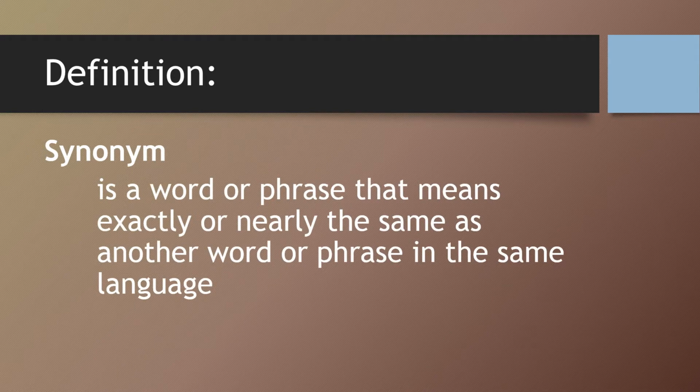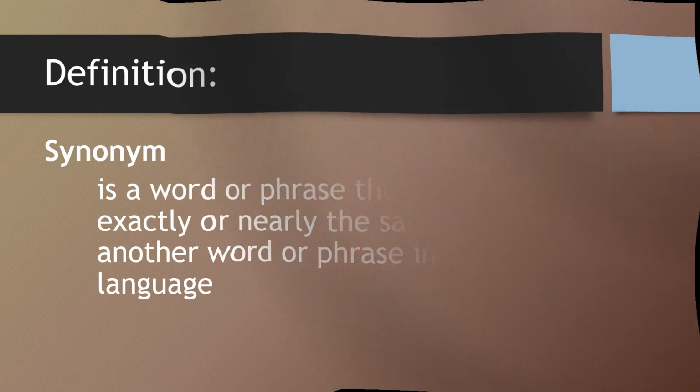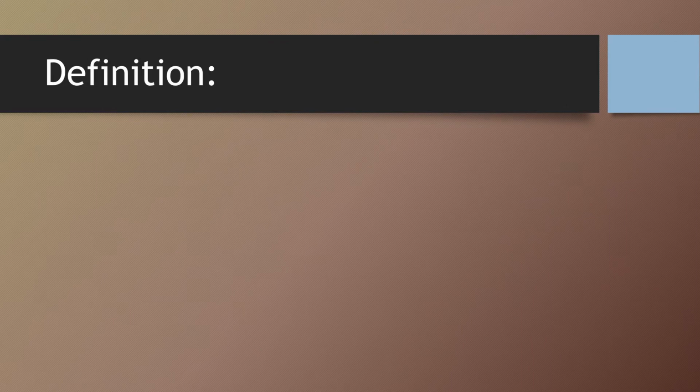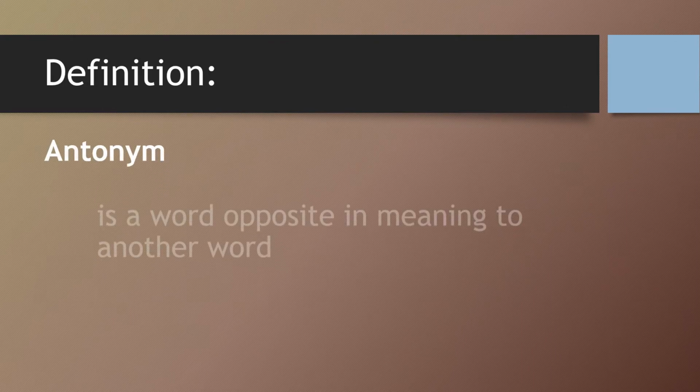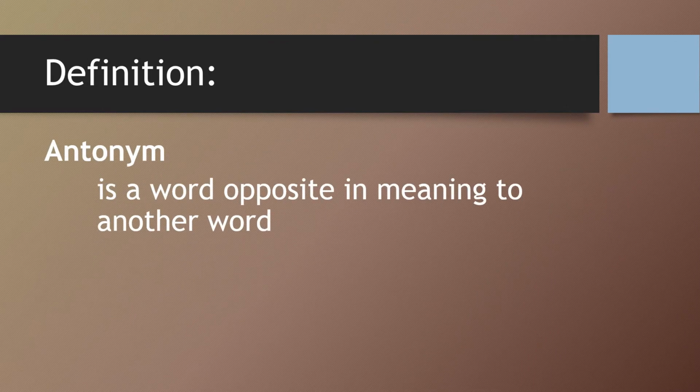Synonym is a word or phrase that means exactly or nearly the same as another word or phrase in the same language. While antonym means a word that has opposite meaning to another word.